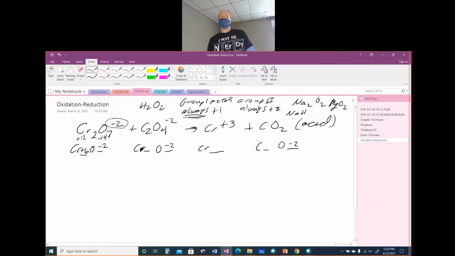Here we have oxygen -2, there's 4 of them, so that's -8. 2 carbons is going to be +6, because 6 minus 8 is the total overall charge of -2. I didn't want 2 carbons, I wanted 1. So each carbon is a +3. A monatomic ion has the oxidation number of the charge. So this is a +3 oxidation number.